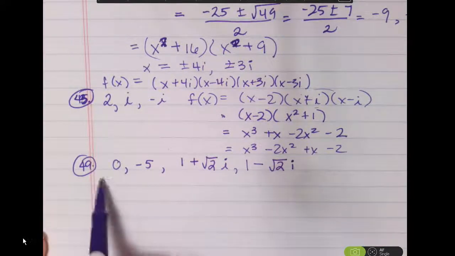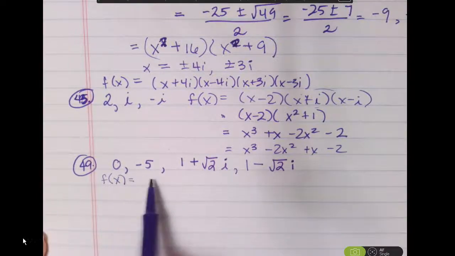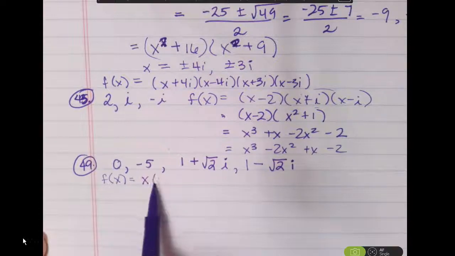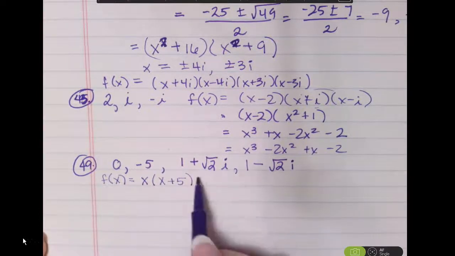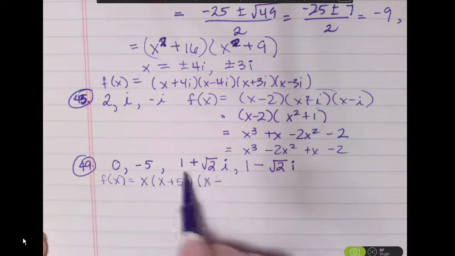So I'm going to write out my function, and then I'm going to start my FOILing. So I'm going to have, with a 0 root, I'm just going to have an x on the outside. I'll have x plus 5. Then I'll have x minus the first one.